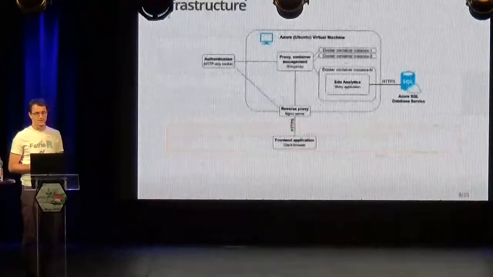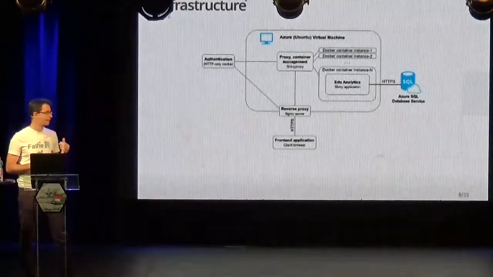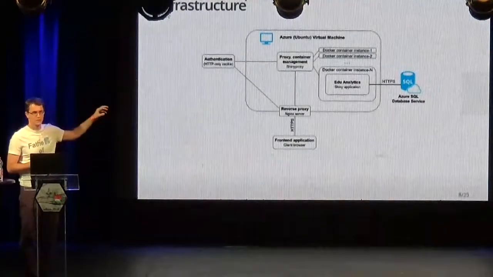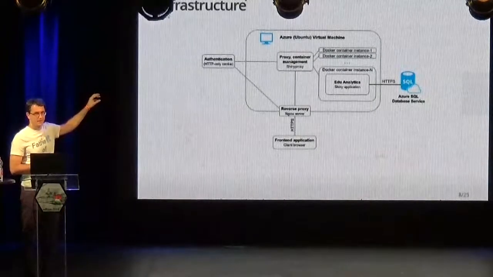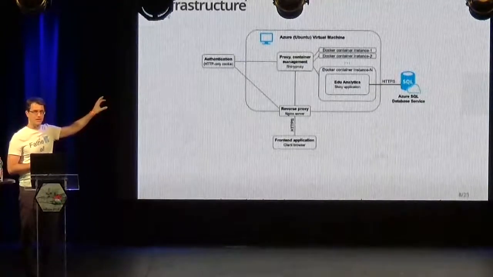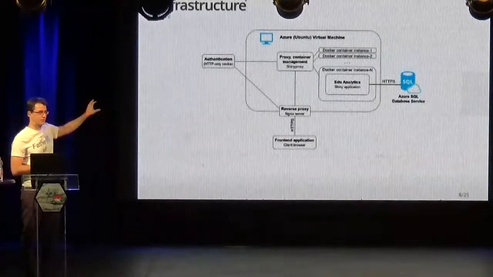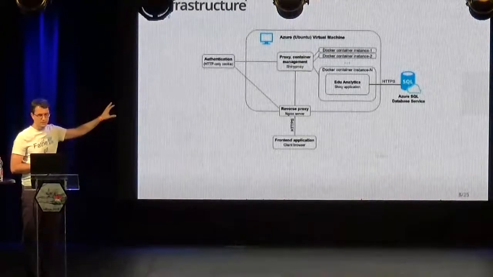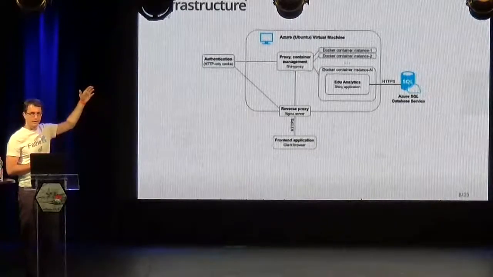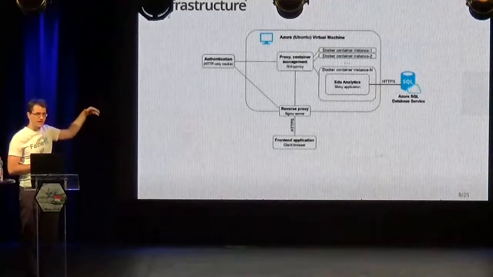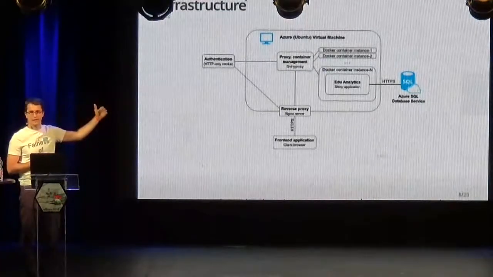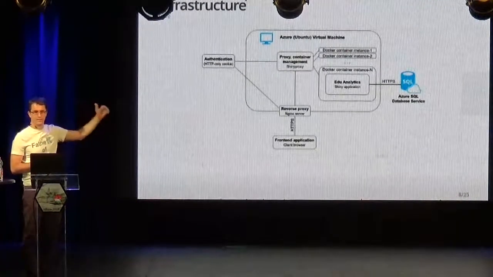So after many trials, we came up with this infrastructure. I don't know whether you can see anything of it. So actually, we use Shiny, and we use ShinyProxy for this. We added a custom module which enables us to process HTTP-only cookies. This is for the authentication part. And then ShinyProxy launches Docker containers. And inside the Docker container, we have the Shiny application which communicates with an Azure SQL database service.